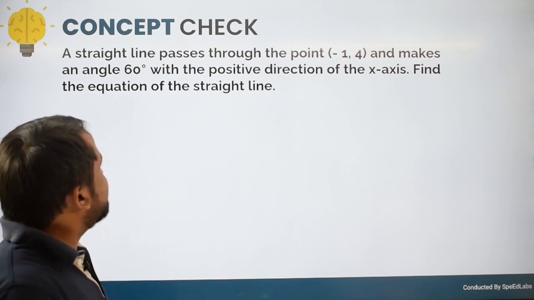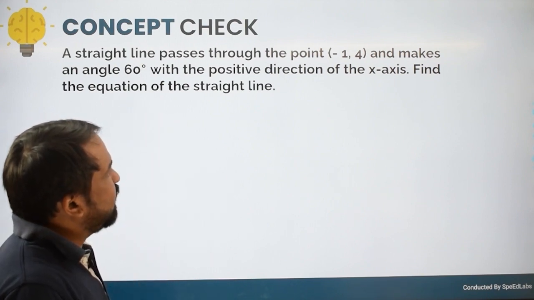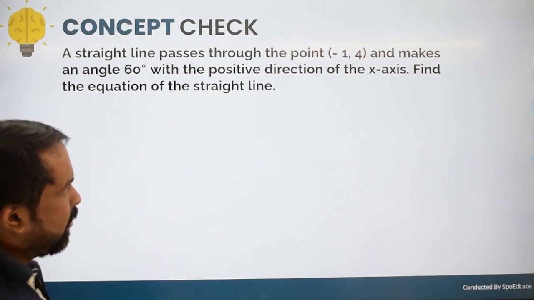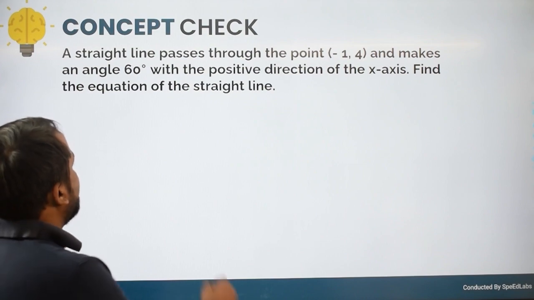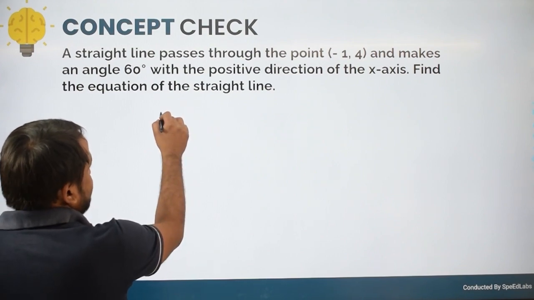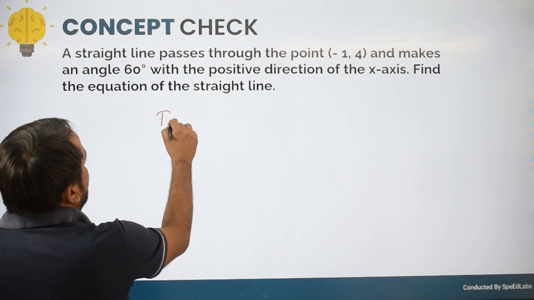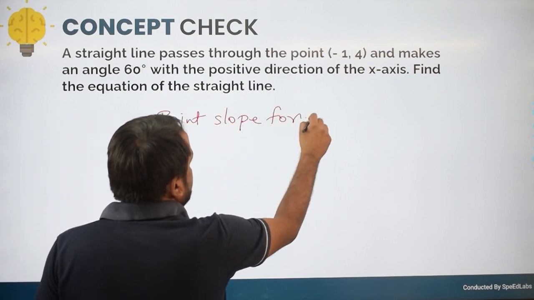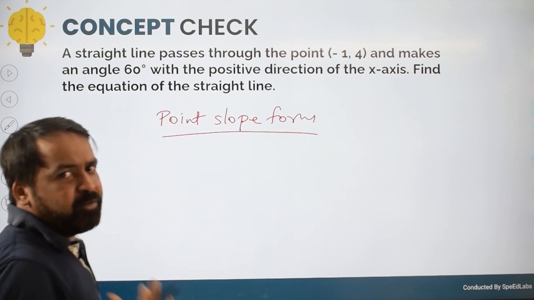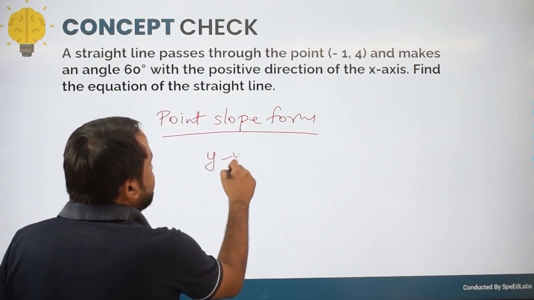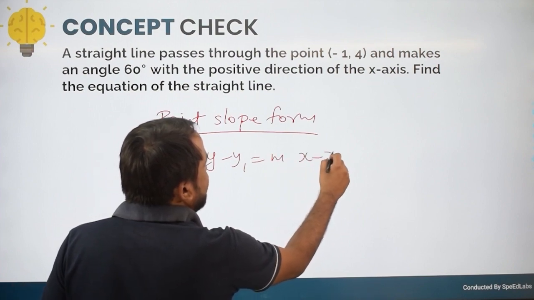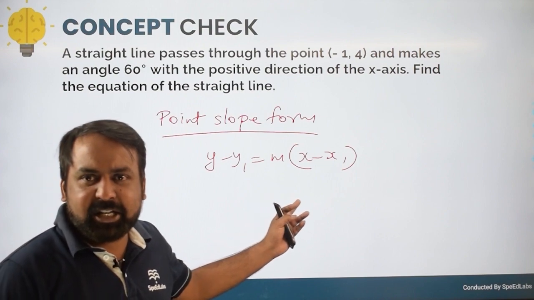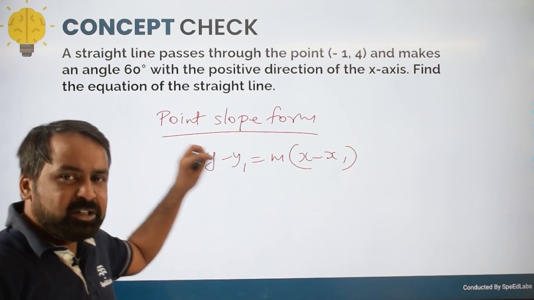Moving on to the next question: the straight line passes through the point minus 1 comma 4 and makes an angle of 60 degrees with the positive direction of the x-axis. Find the equation of the line. Now one more important thing is there, which is point slope form. What is point slope form? It is similar to 2-point form only. y minus y1 is equal to m into x minus x1. In 2-point form, in place of m, y2 minus y1 upon x2 minus x1 is there, right? So that is nothing but the slope only.